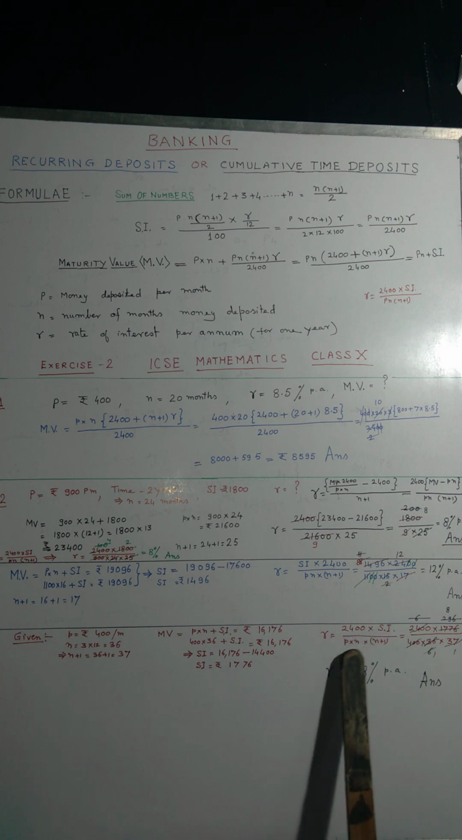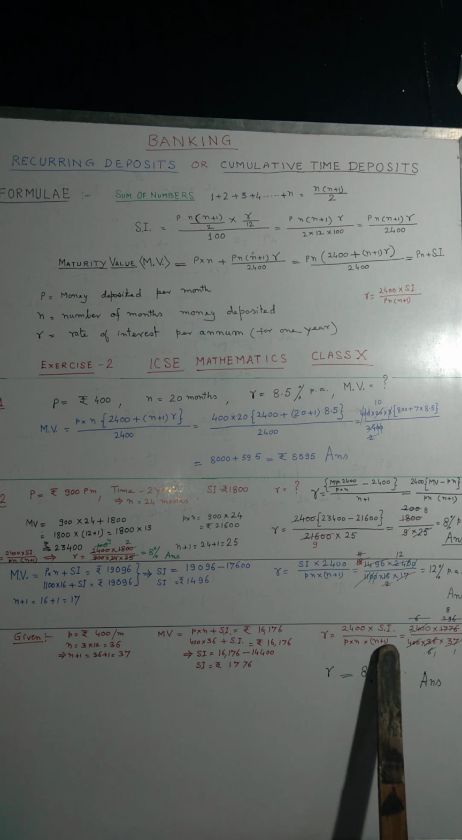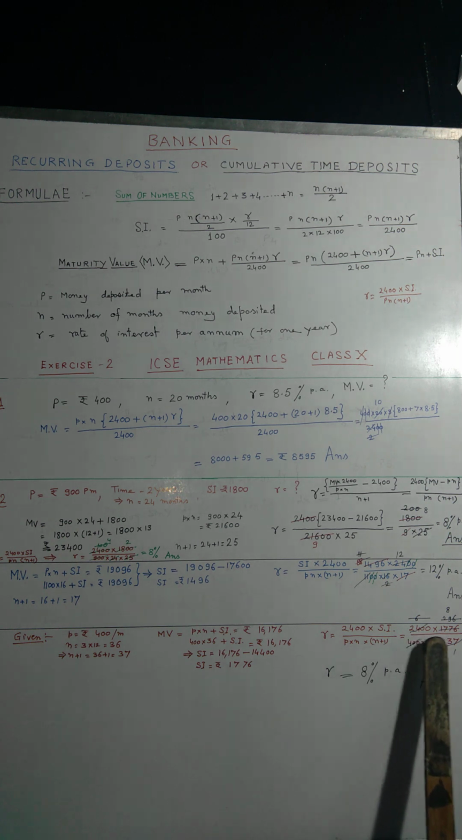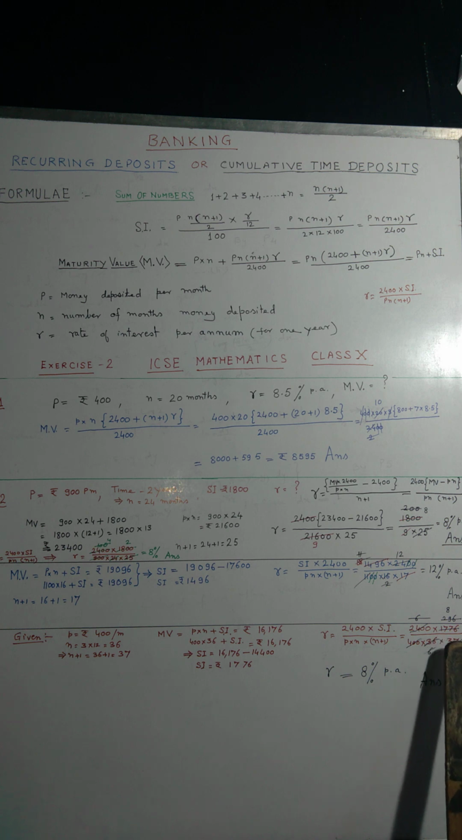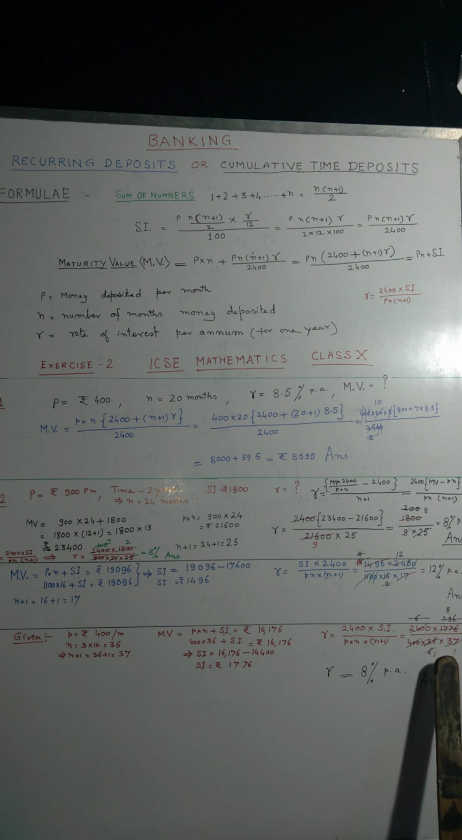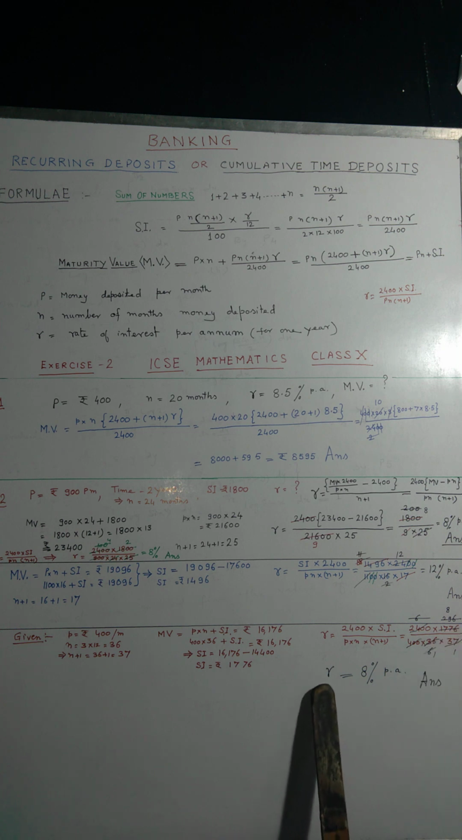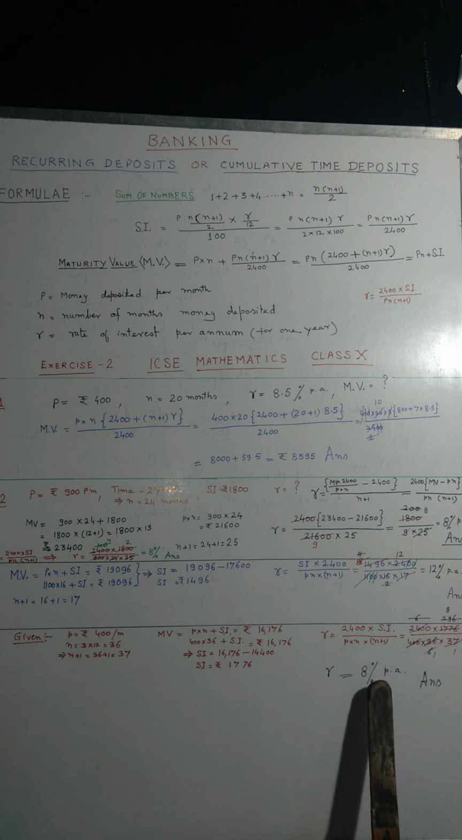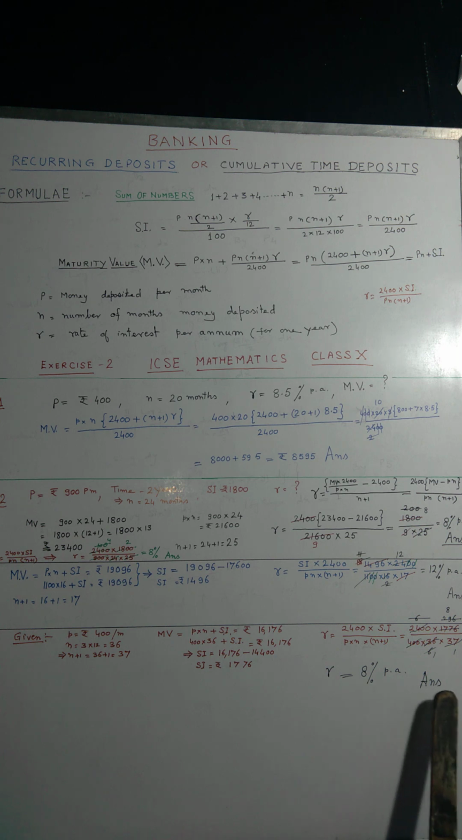So the rate of interest can be worked out: 2,400 into SI whole divided by P into n(n plus 1). It will be equal to 2,400 into 1,776 whole divided by 400 into 36 into 37. You solve it, you will get the rate of interest, that will be equal to 8% per annum.